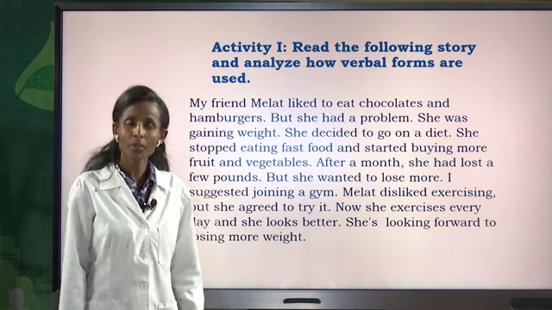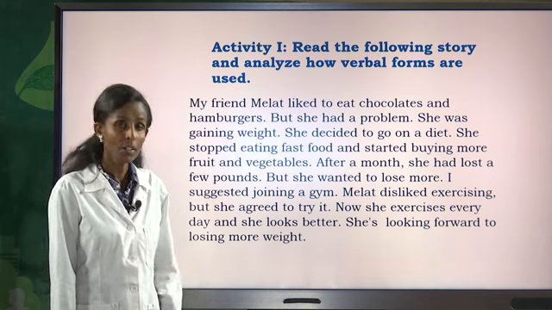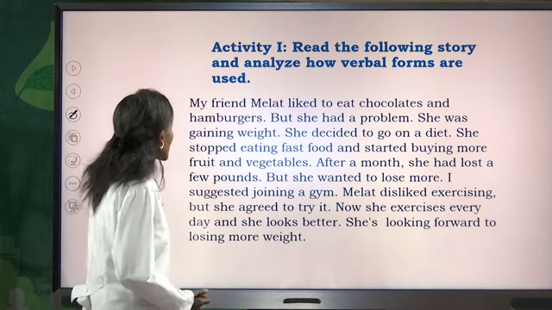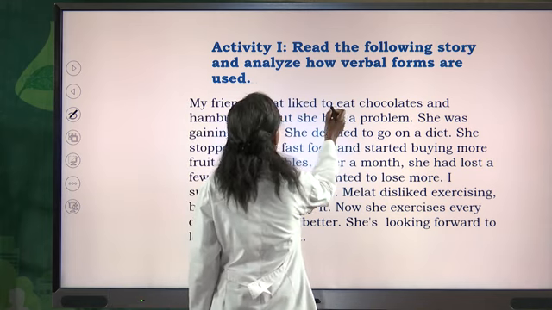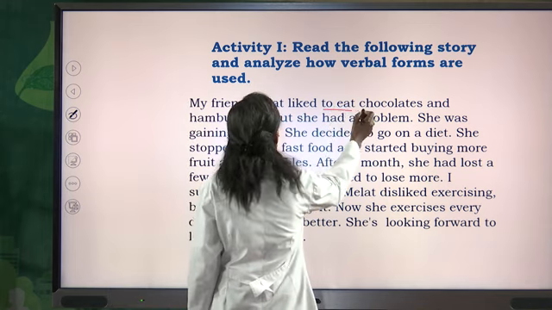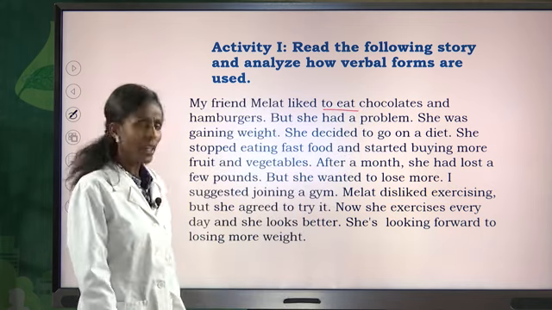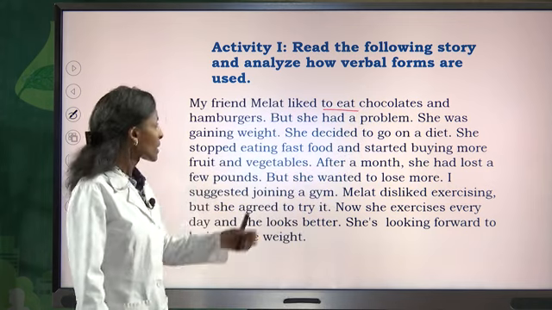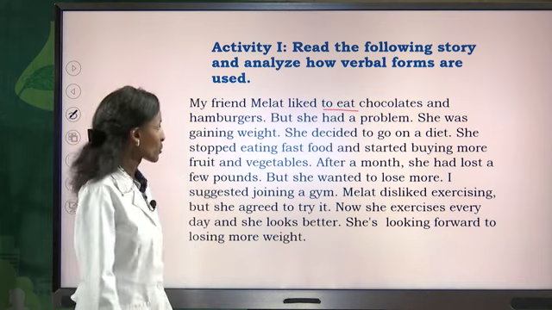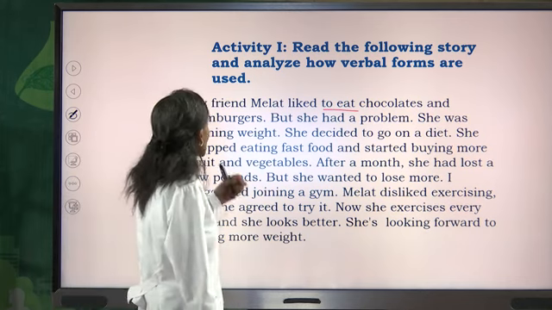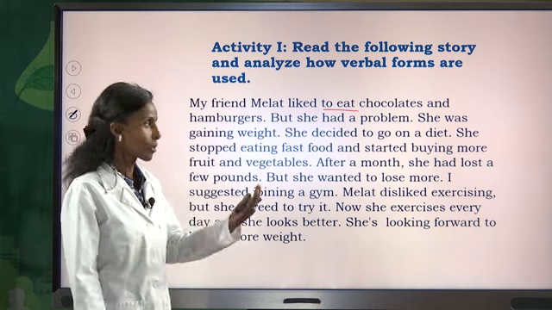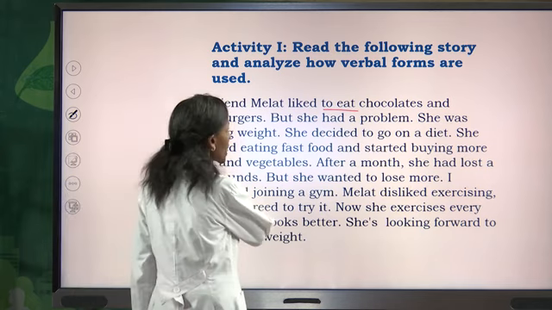Can you figure out the verb forms? The gerunds and infinitives? Let's see. In the first line, my friend Melat liked to eat. Liked to eat. How many verbs are there? Two, you see? Liked and to eat. Liked is a verb which is followed by an infinitive with to, you see? To eat is there. My friend Melat liked to eat chocolates and hamburgers, but she had a problem.